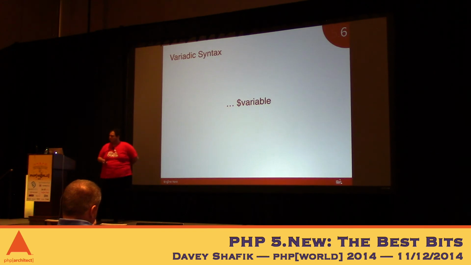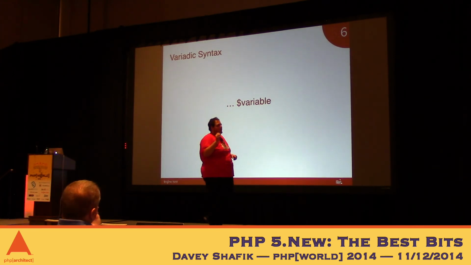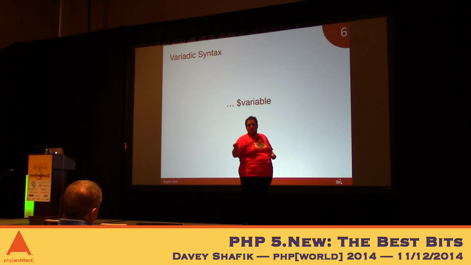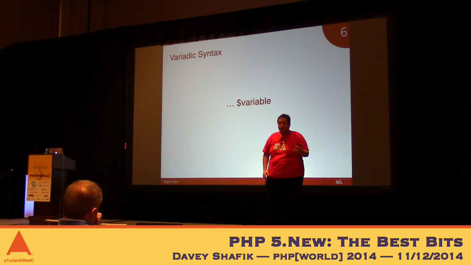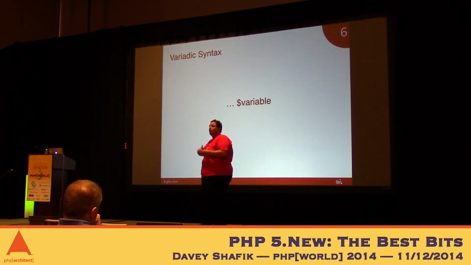So triple dot variable, it's used as an argument. So variadic means that your function can accept any number of arguments. Now this has always been the case in PHP as far back as I can remember. You can just pass in any number of arguments and PHP won't complain. Okay? But to get those arguments, you have to use func_num_args to see how many there are and func_get_args.